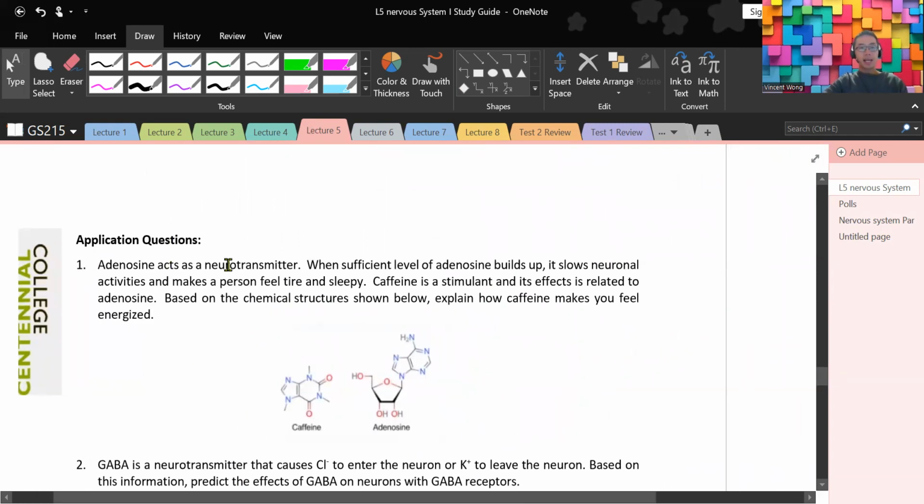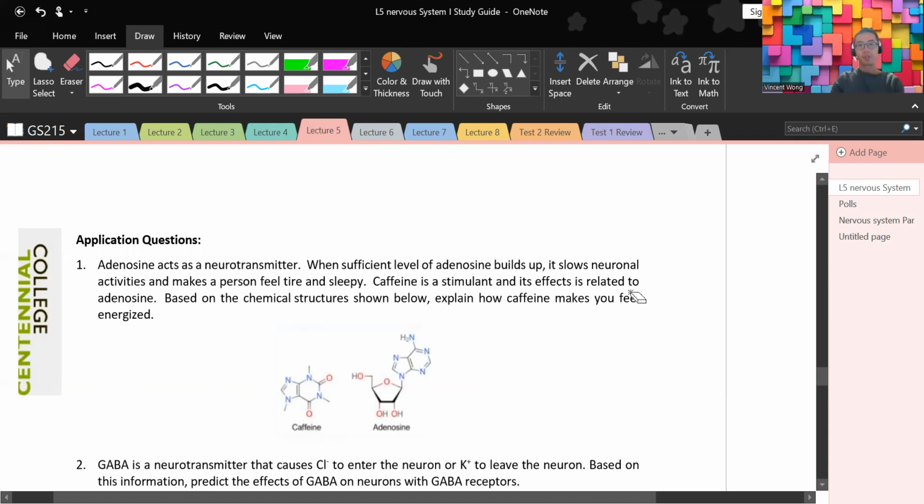Adenosine acts as a neurotransmitter. When a sufficient level of adenosine builds up, it slows neuronal activities and makes a person feel tired and sleepy. Caffeine is a stimulant and its effects are related to adenosine. Based on the chemical structure shown, explain how caffeine makes you feel energized.